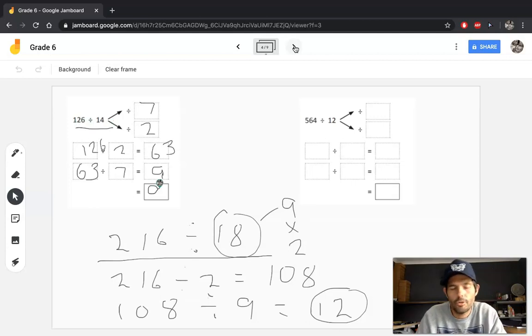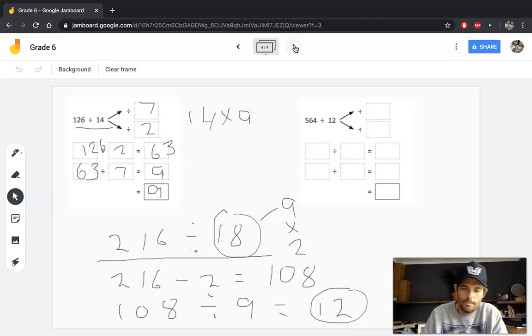Okay, now it's always handy to check. So if I said 14 multiplied by 9, I can break the 14 up into 10 and 4. So 10 times 9 is 90, and 4 times 9 is 36. And if you add the 90 and the 36, you will get 126.